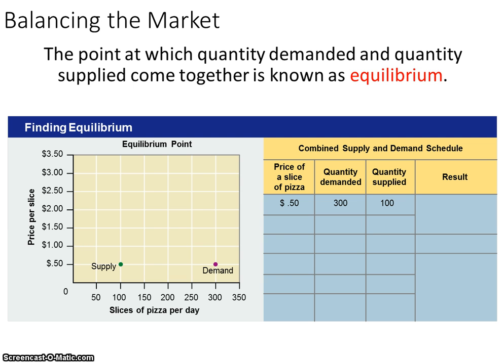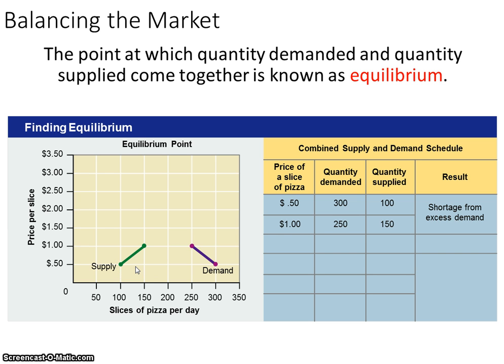Our supply is 100 pieces of pizza being supplied at 50 cents a slice. Our demand is 300 pieces of pizza at 50 cents. That creates a shortage of 200 slices of pizza. There's going to be 200 slices of pizza demanded that suppliers are not willing to produce at 50 cents.